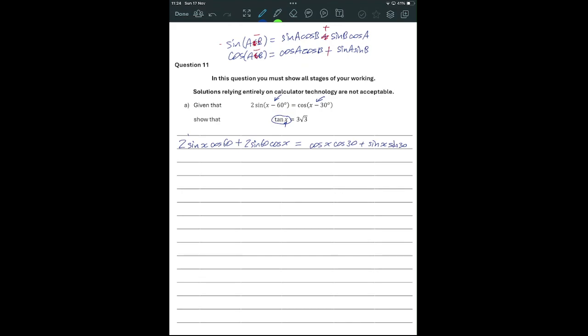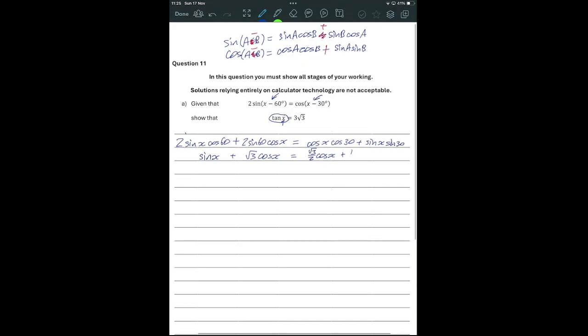So cos 60 is a half, so that first term is just sine x. Sine 60 is root 3 over 2, so that's just going to be root 3 cos x. Cos 30 is root 3 over 2. I was getting a little bit worried because I thought my cos x terms on both sides would have cancelled, but fortunately not. Plus a half sine x.